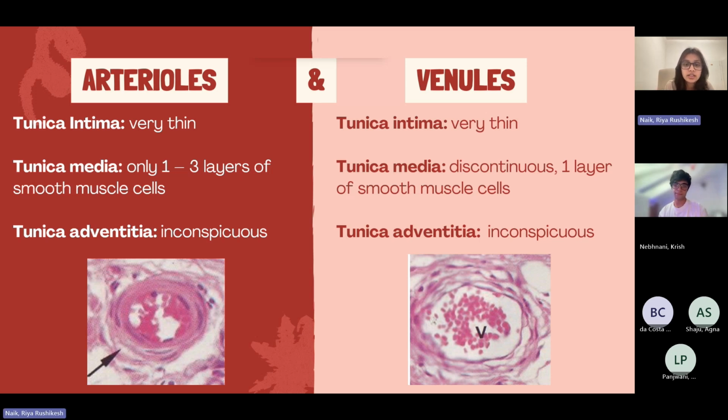In the venules, there's going to be pretty much only one layer, which is also pretty discontinuous, of smooth muscle cells. And you can just see this is pretty much all of the venule. So when you compare the arteriole and the venule, you have to look at the thickness of the tunica media. This one is pretty prominent compared to this one.